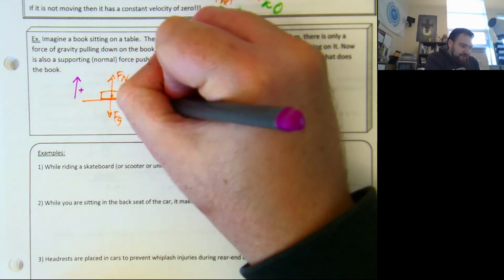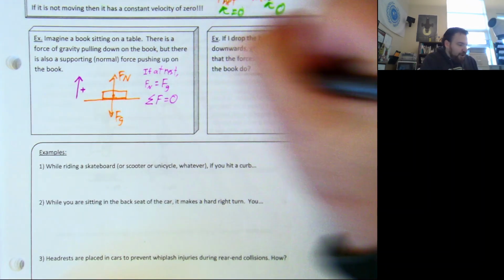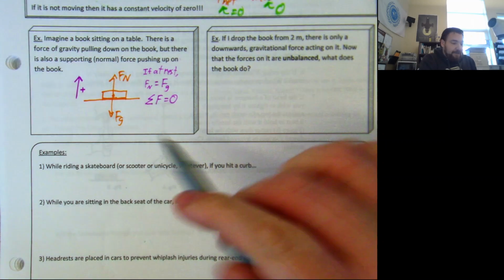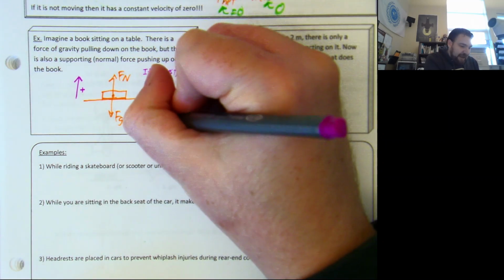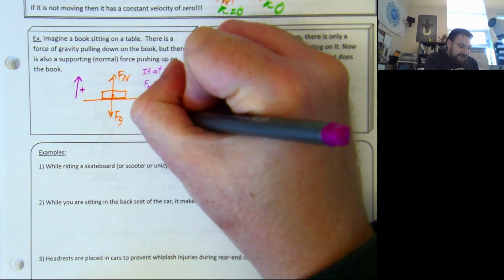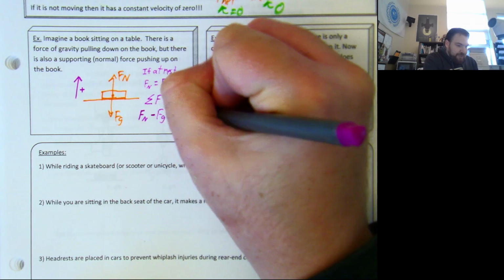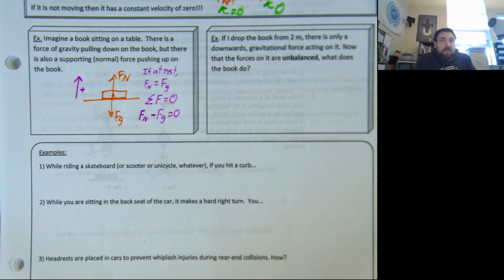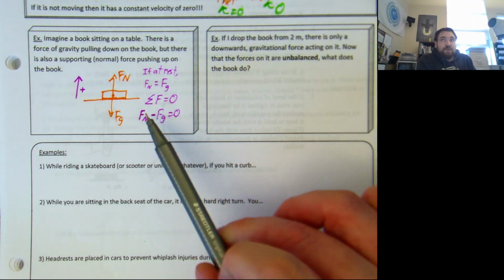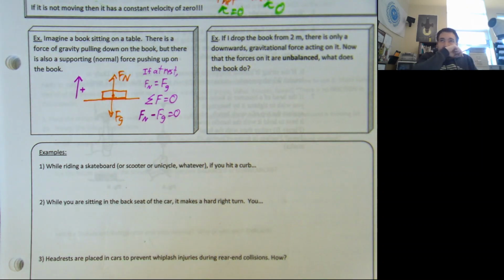So we can say that the sum of the forces is equal to 0. And if up is positive, then we would say that Fn minus Fg equals 0. So these forces add up to nothing.